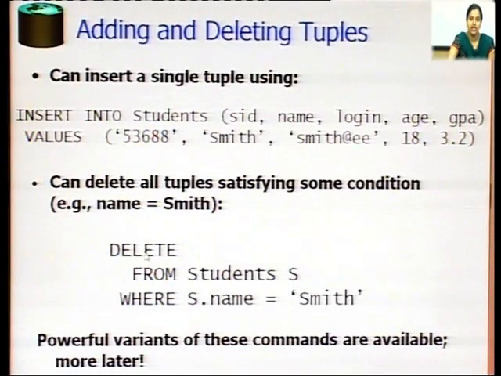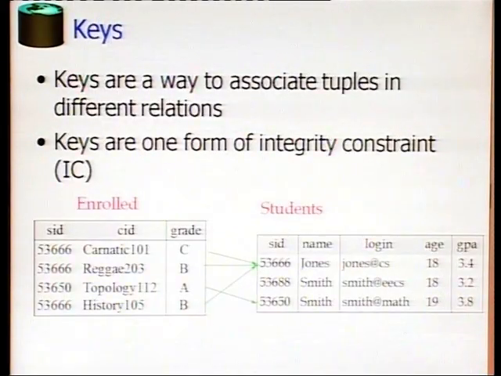And now delete. How to delete? Suppose I want to delete all the tuples satisfying where name is equal to Smith. What do I have to write? Delete from table students S, where S dot name is equal to Smith. Where name is equal to Smith, it will delete the value Smith from the table. Powerful variations of these commands are available.